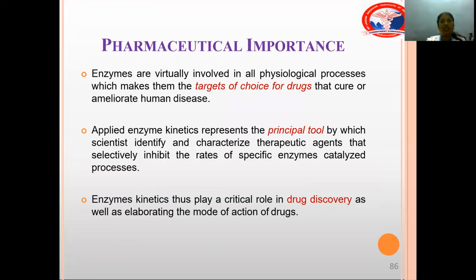As for pharmaceutical importance, maybe we can cover enzyme inhibition in our next class.